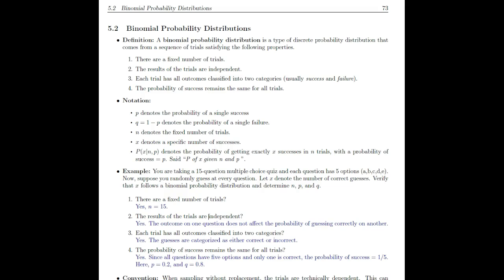Okay, so some notation here. Lowercase p is going to denote the probability of a single success. So on just one trial, what is the probability of success?